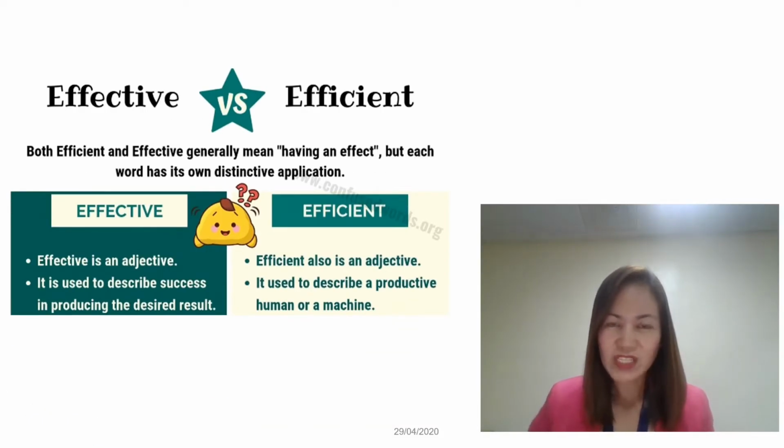Now we go to effective and efficient. Both effective and efficient generally mean having an effect, but each word has its own distinctive applications. Effective is an adjective used to describe success in producing a desired result, while efficient is also an adjective used to describe productive humans and machines.